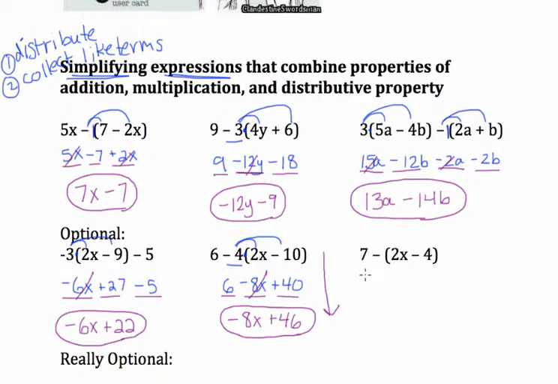Okay. 7 minus 2x minus 4. Distribute first. I have a minus in front of a parenthesis. I have to distribute that negative, or you can think of it as distributing a negative 1 times it. So negative 1 times 2x is negative 2x. Negative 1 times negative 4, a negative times a negative is a positive, so that's positive 4. And bring down your 7. Add your like terms. There's only one variable term, negative 2x. And then 7 and a positive 4 makes an 11. Negative 2x plus 11.